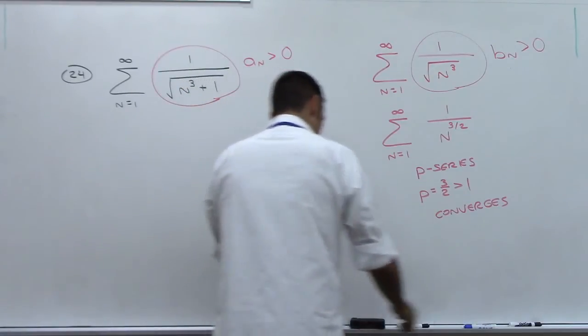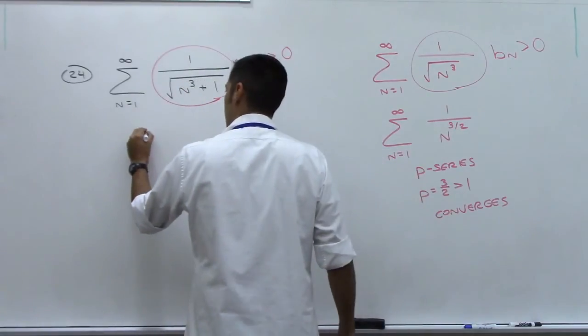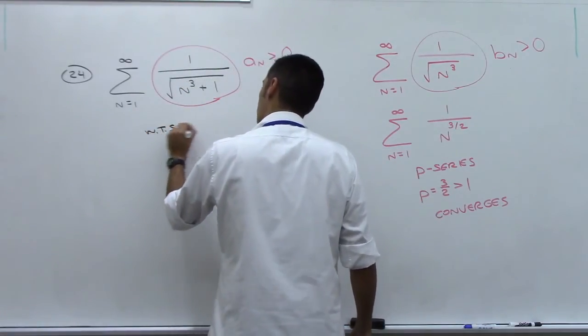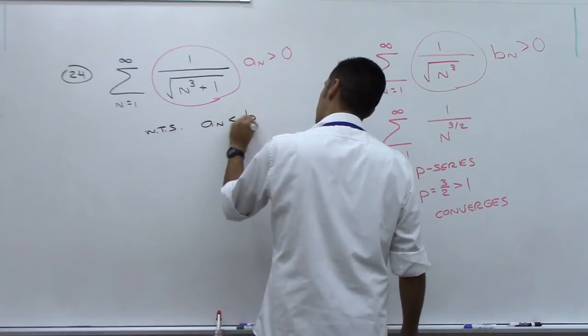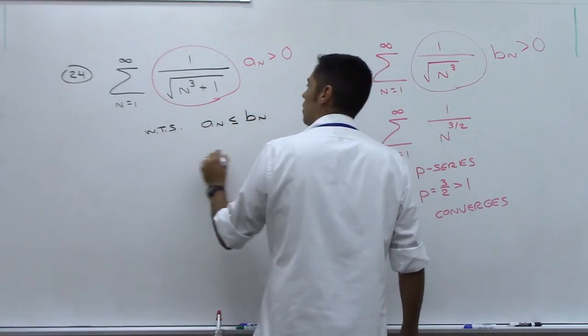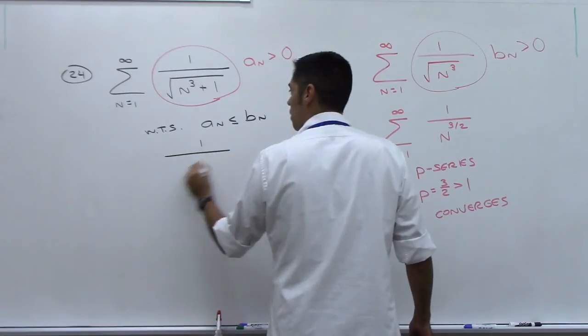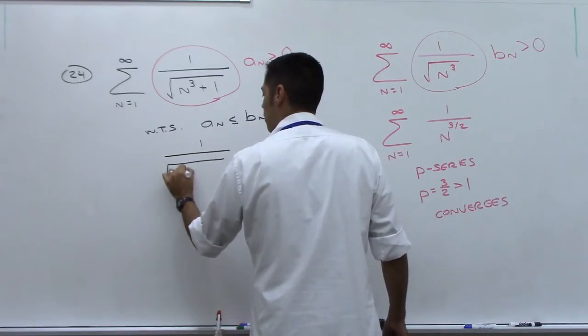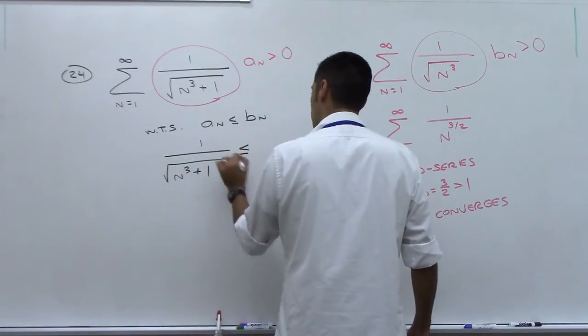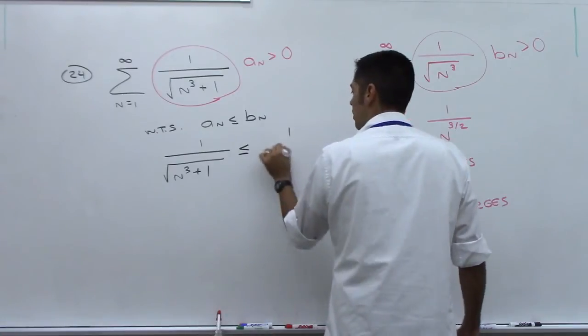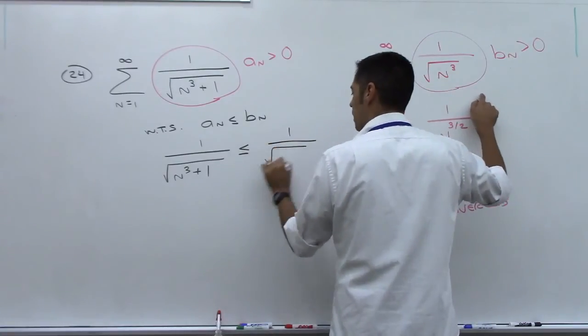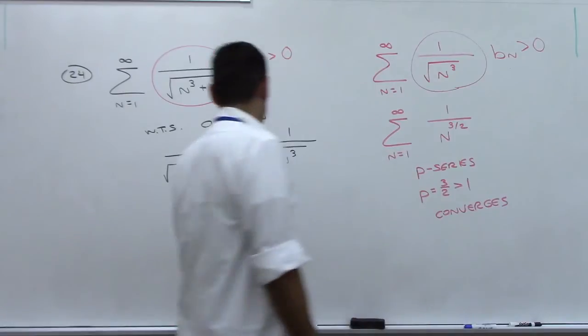So I want to show A sub n is less than or equal to b sub n. So I want to show that 1 over the square root of n cubed plus 1 is less than or equal to, I'm going to use the top one up here, 1 over the square root of n cubed. Huh.